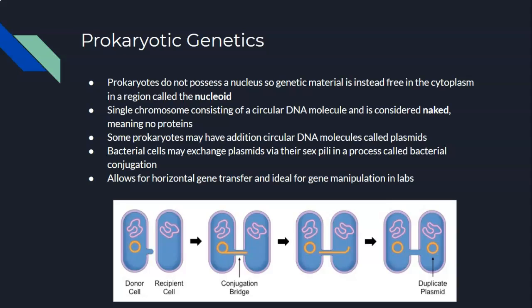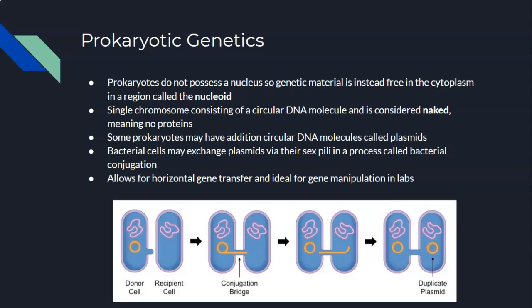So genetic material is just free-flying in the cytoplasm in an area called the nucleoid. Prokaryotes have a single chromosome and circular DNA, and it's considered naked because it doesn't have proteins on it. Some prokaryotes also have an additional circular DNA molecule called a plasmid. You can see that on the bottom. The orange circle is a plasmid, and then the pink circle is their circular DNA.